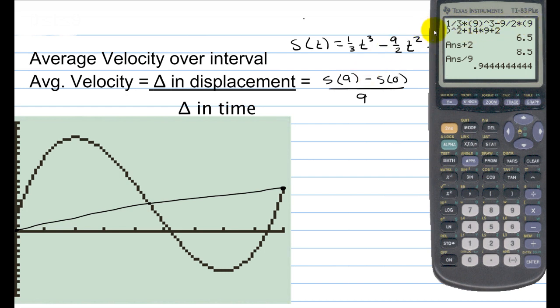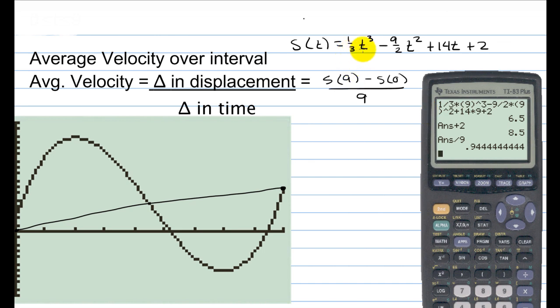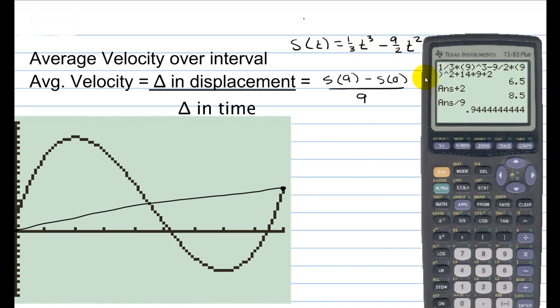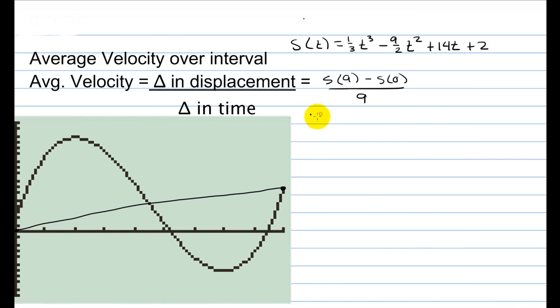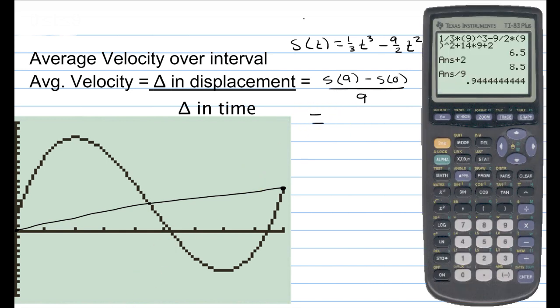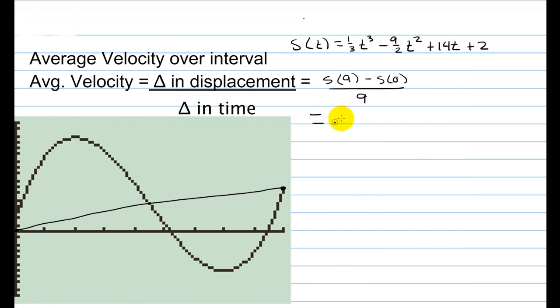If you plug 0 into the function, it's just going to be 2 because all of these variables will go away. So we have 6.5, which is what we get when we plug 9 into the function, plus 2 is 8.5, and then when we divide by 9, it ends up being 0.94. So the average velocity over the entire interval is 0.944, and that's going to be meters per second.